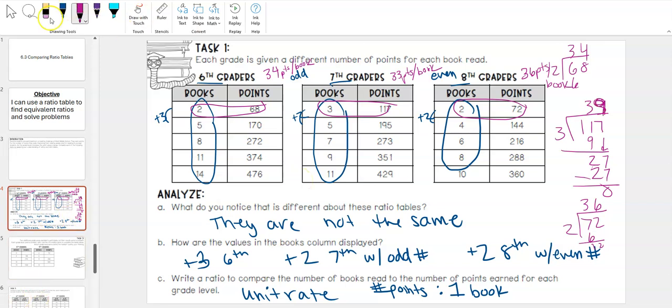Oops, I just realized I made a mistake in my long division for 7th grade. I put a 3, but 3 times 3 is not 27. 9 times 3 is 27. So this should be 39 points. And now we can compare. We know that the 7th graders get the most points, the 8th graders get the second most points, and the 6th graders get the least points per book in this competition.